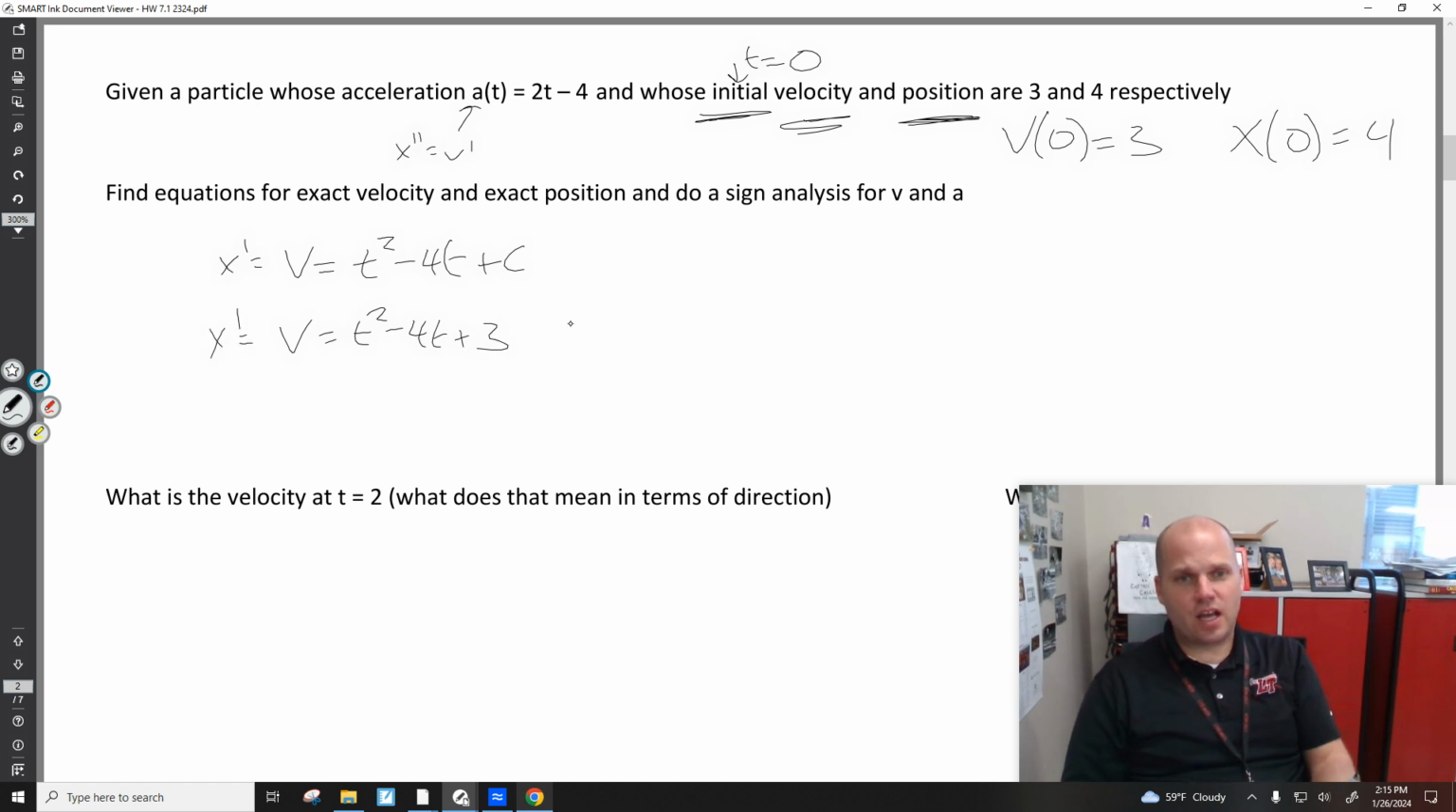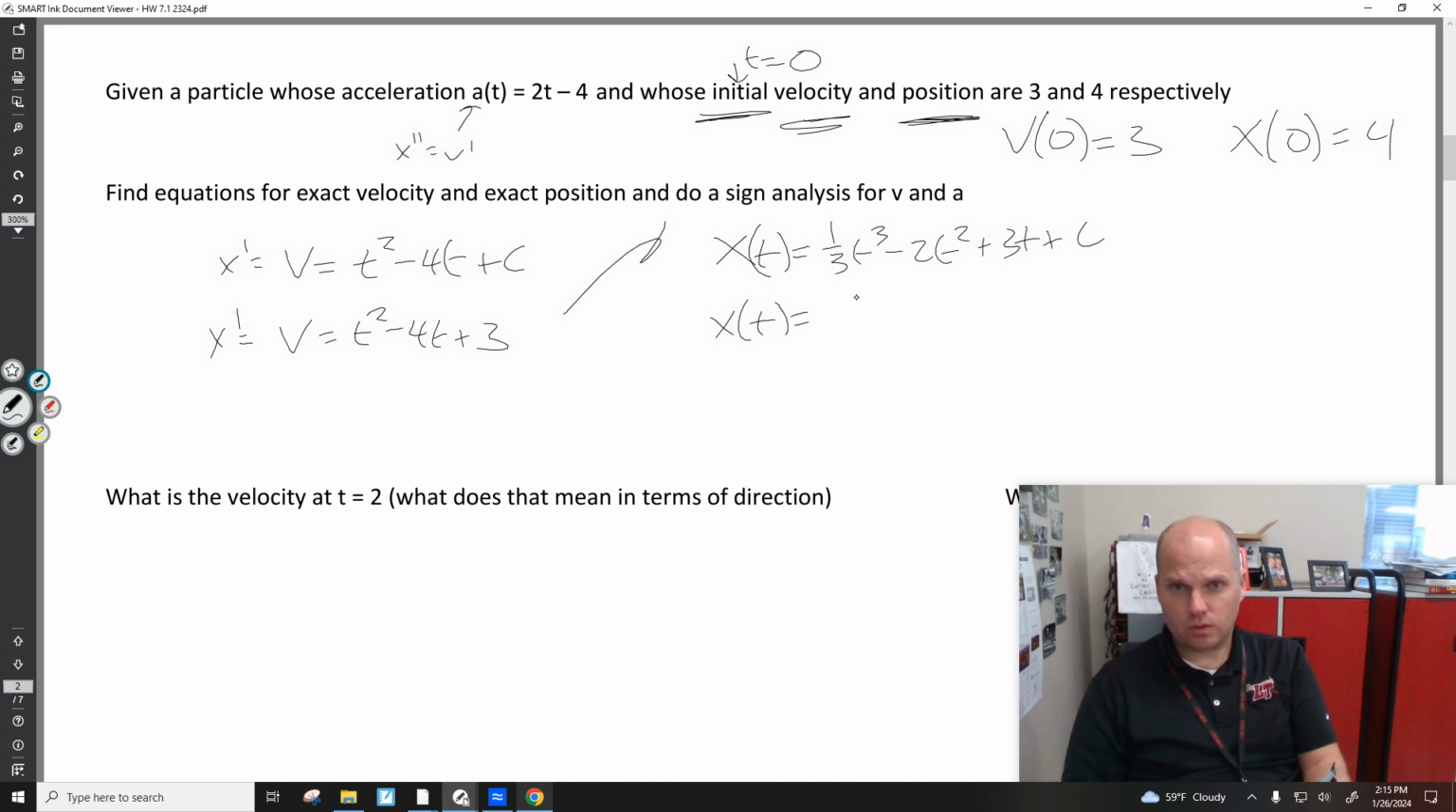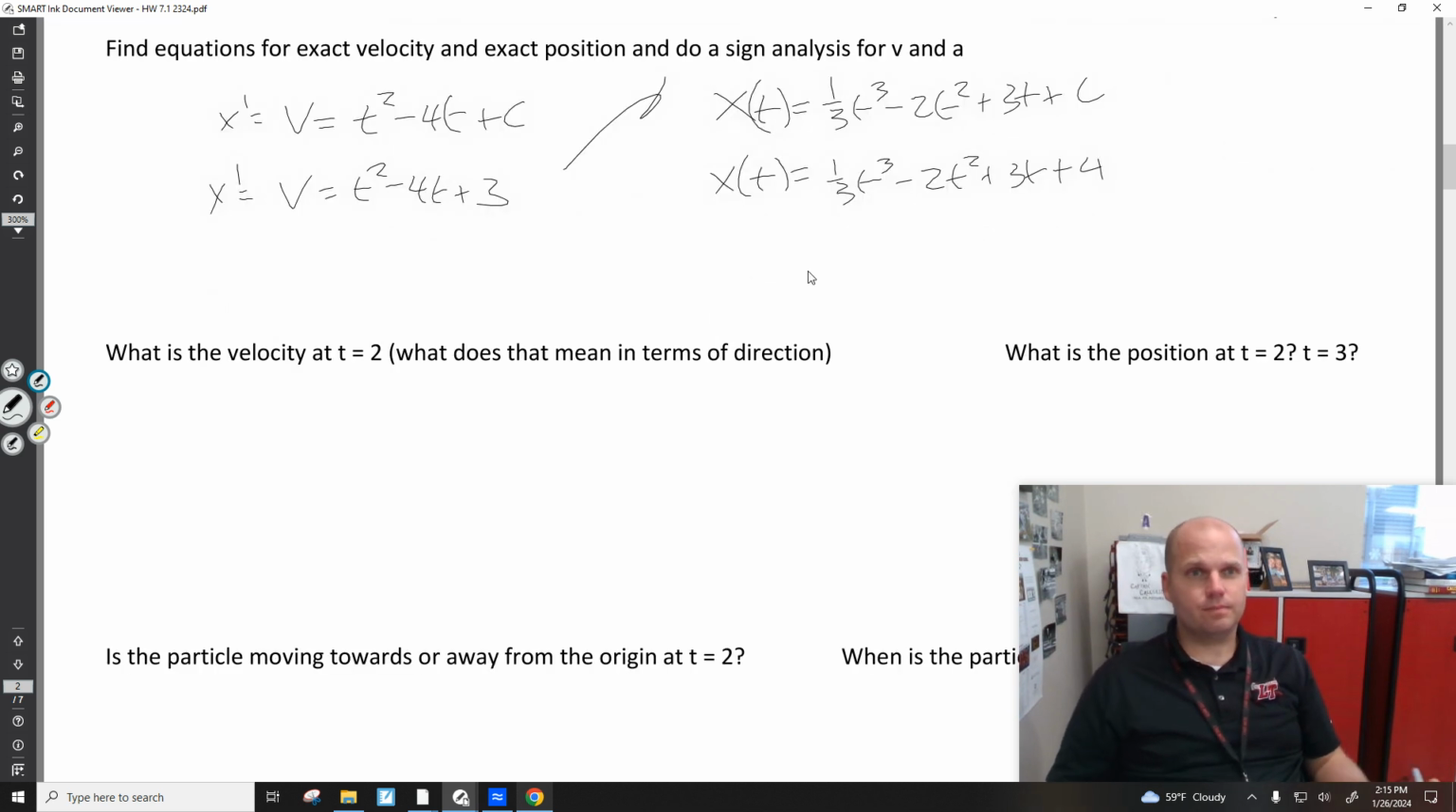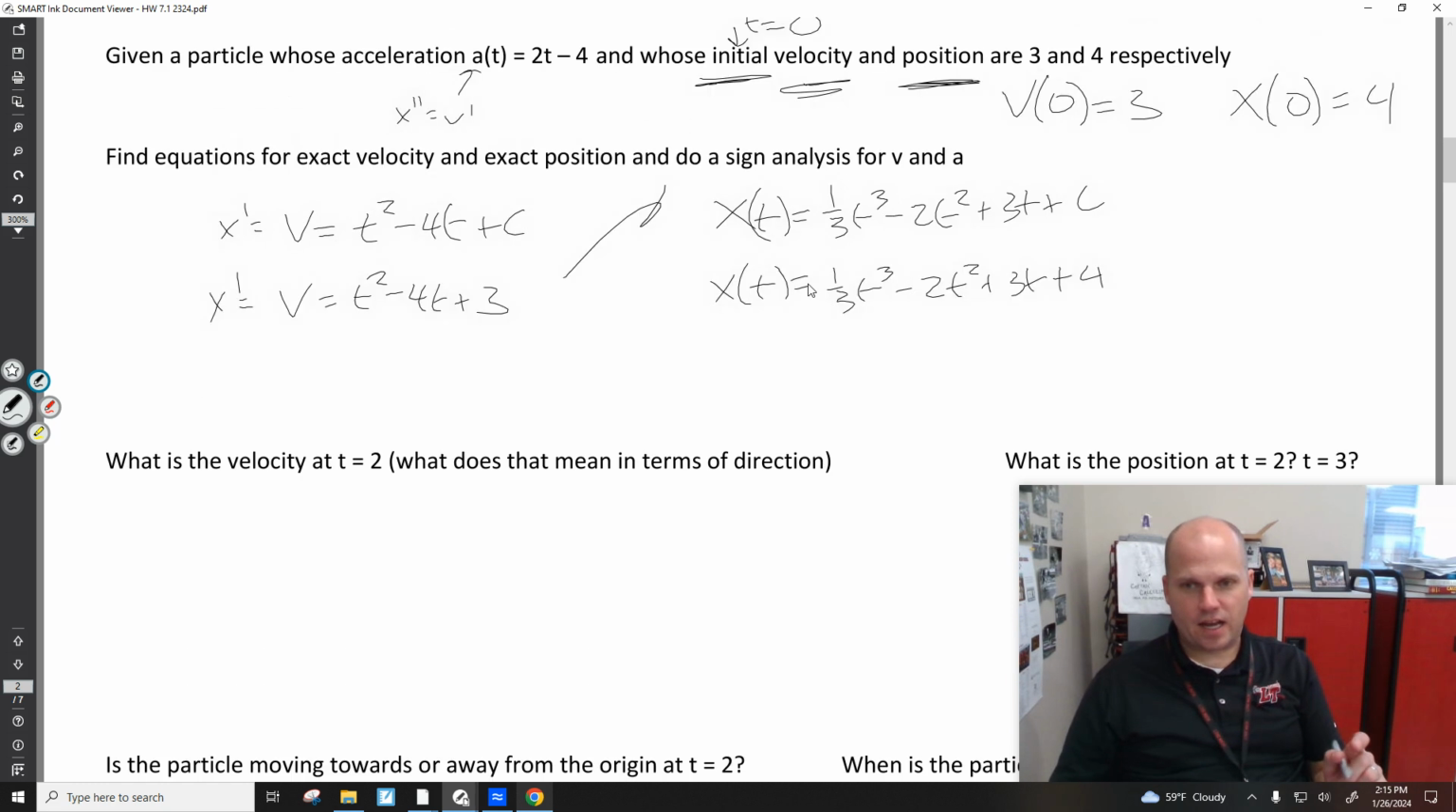Go backwards again, you get x. X would be 1/3 t cubed minus 2t squared plus 3t plus c. X of 0 is 4. X of t equals that. Crazy. Do a sign analysis for V and A.